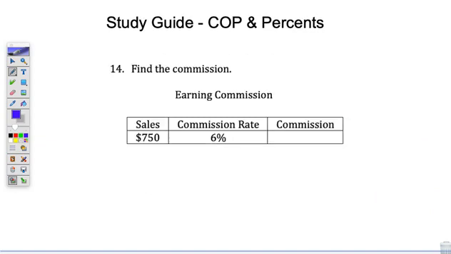Okay, in question 14, we need to find the commission. For this one, this involves earning a commission rate, where we're going to take the total sales times the commission rate. So it's very similar to calculating the tax. When you do that, 750 times 6%, that gives me $45.